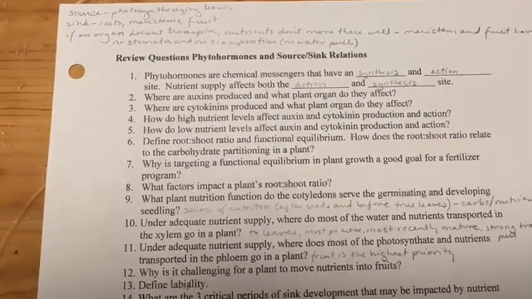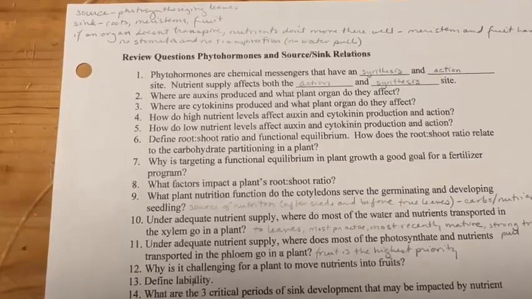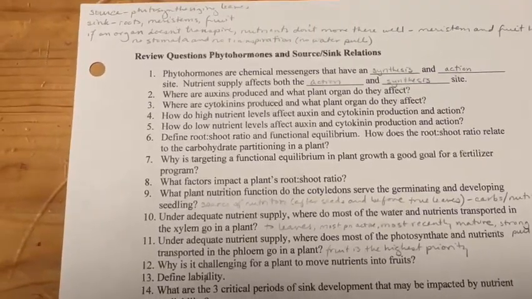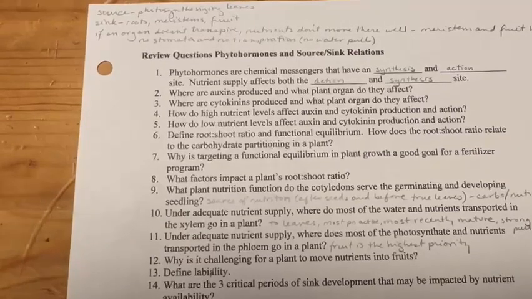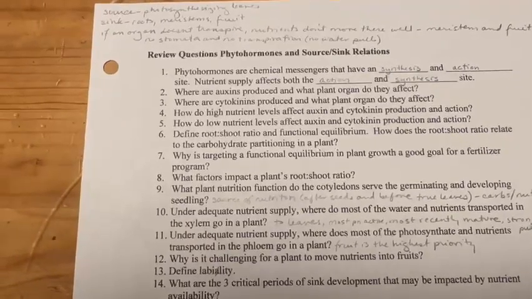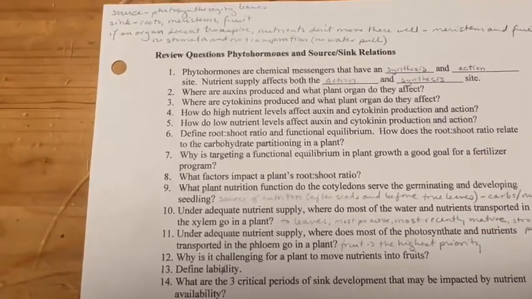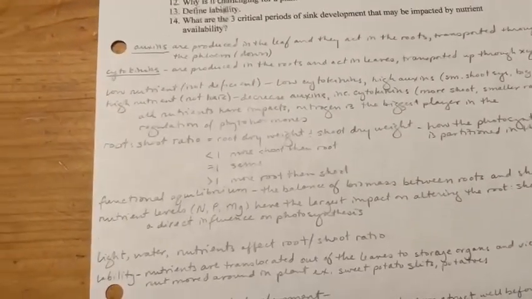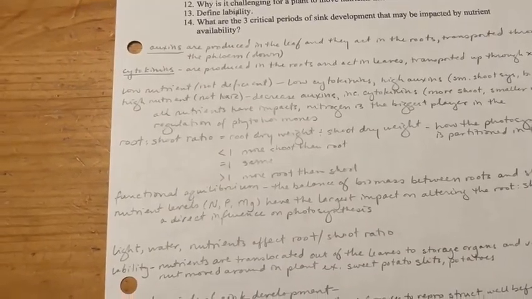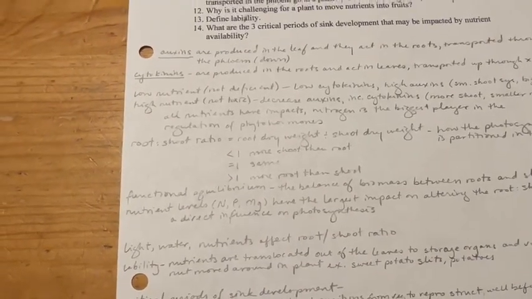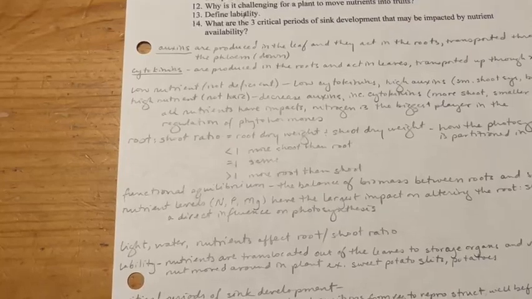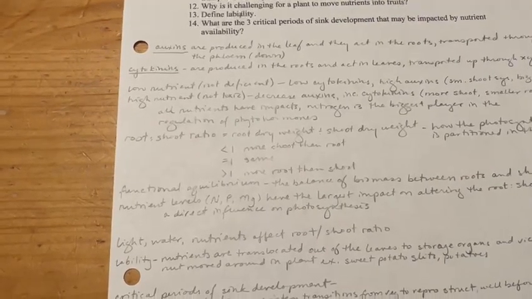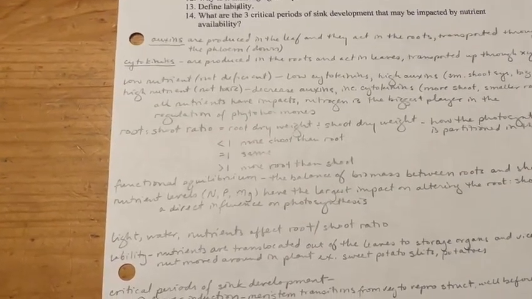Phytohormones are chemical messengers that have a synthesis and action site. Nutrient supplies both the synthesis and action sites. Auxins are produced in the leaf and act in the roots, transported down through the phloem.